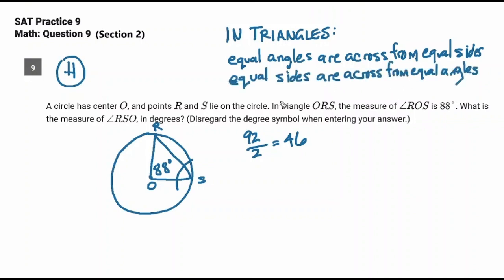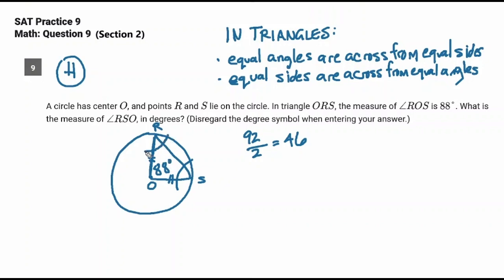Equal sides are across from equal angles. Equal angles are across from equal sides. Do we have equal sides here? Well, what is this? It's a radius, right? It's a line from the center out to the circle. What is this? It's a radius. It's a line from the center out to the circle. So are these sides the same? They're the same.